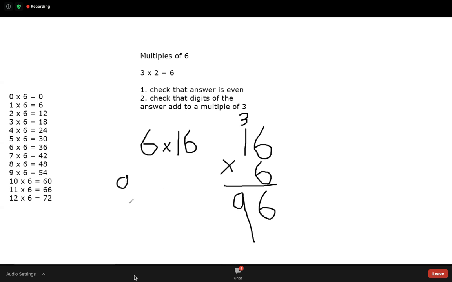We have to remember to check ourselves though. Good job, Socket Sai. For 96, we need to make sure it is even. So the last digit is a 6, and 6 is an even number. So 96 will be even. It gets its first check mark. Now we need to check it with the check for 3s, where we add 9 and 6 together. And 9 and 6 will give us 15. And we know that 15 is a multiple of 3 because 5 times 3 will give us 15. So if 15 is a multiple of 3, then 96 will be a multiple of 3. And that'll be our answer.